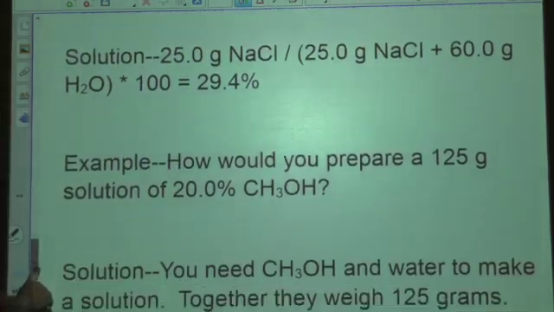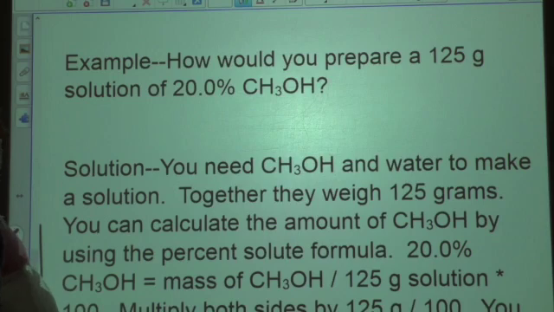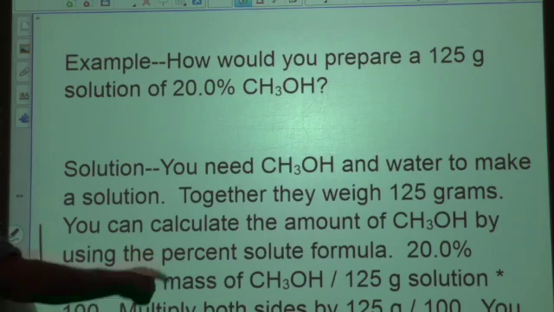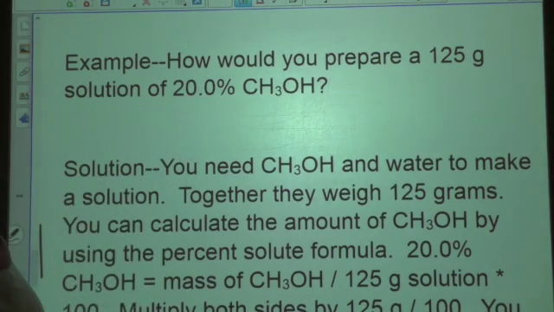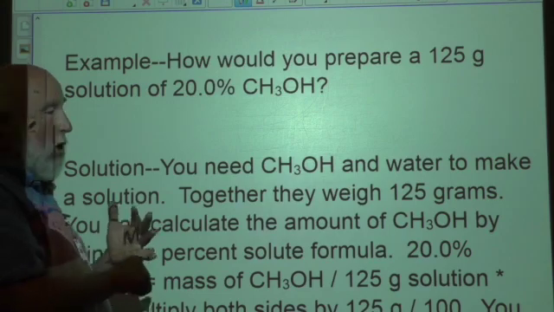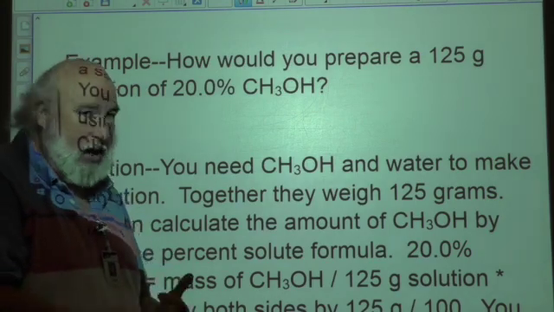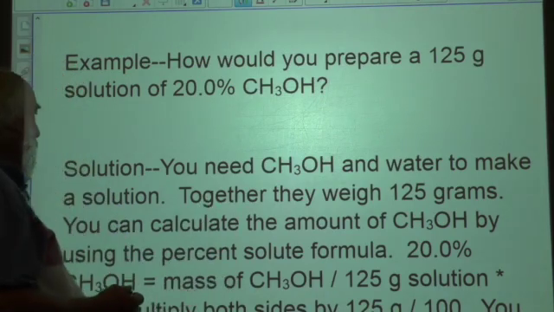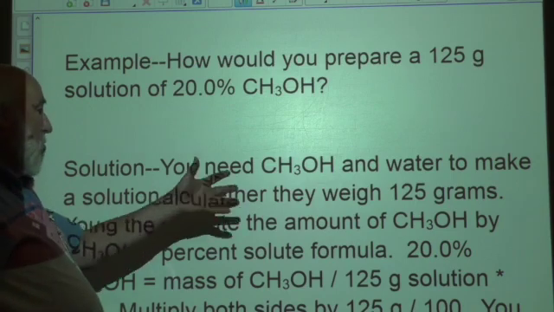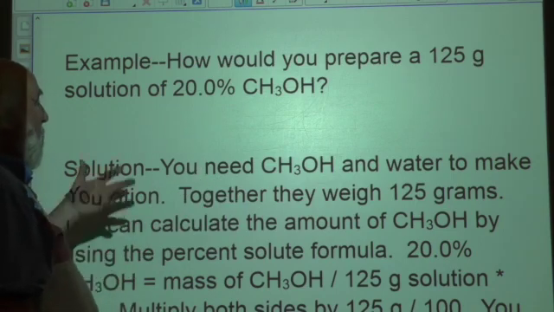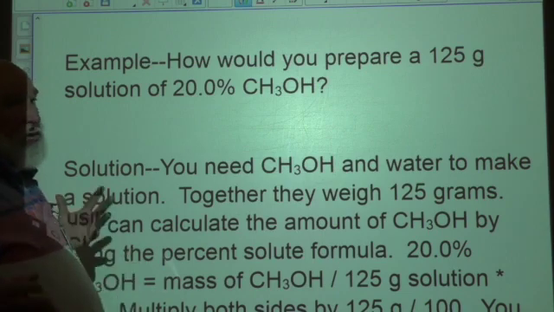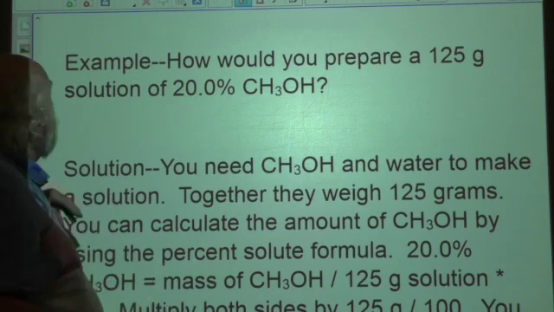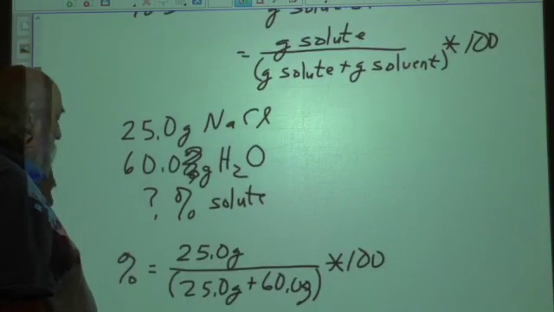Another example. How would you prepare a 125 gram solution of 20% methanol? CH3OH, methanol. So now we're being asked to figure out the number of grams of solute and the number of grams of solvent. This is kind of a different little problem, but it's still basically the same idea. We know that the total solution is 125 grams. We know that the percentage is 20.0. So all we have to do then is solve for the mass of the solute. So let's do that real quick.